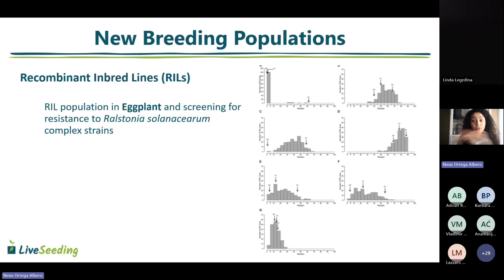So in another RIL population, they have screened for resistance to Ralstonia solanacearum with different strains, and they have also observed a lot of diversity. So you see, it's a useful breeding population for not only basic interest, like providing or knowing new genetic information, but also as useful materials for new commercial lines.